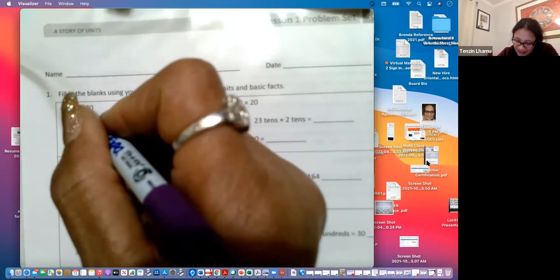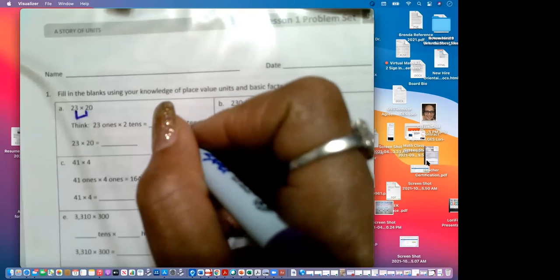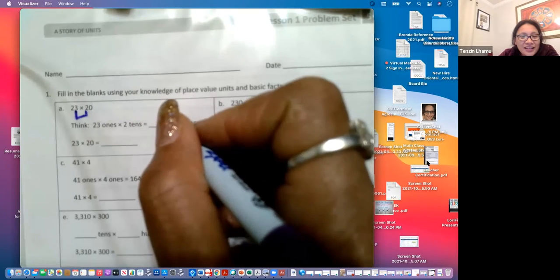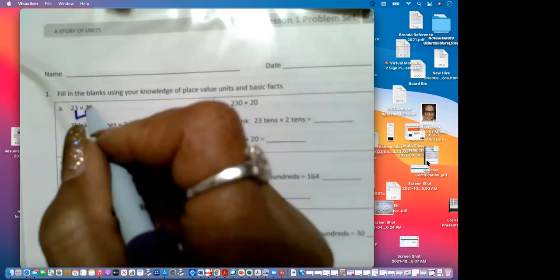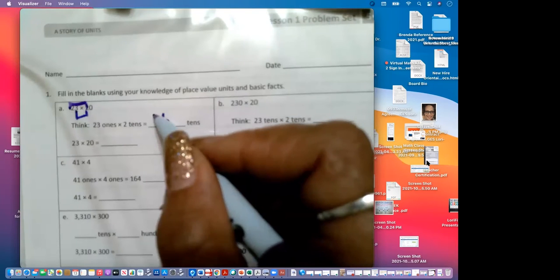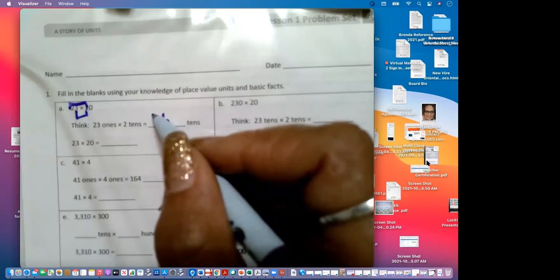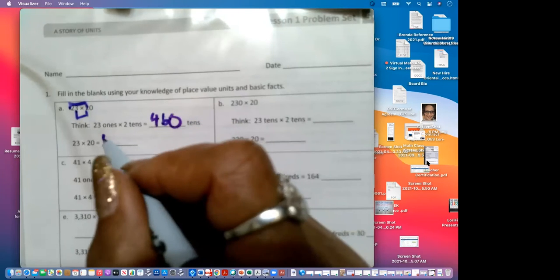23 ones has 2 tens, right? And 2 tens. What's 2 times 3? 2 times 3 is 6. Okay, and what's 2 times 2? 2 times 2 is 4. And how many zeros? 1 zero. So your answer is 460.